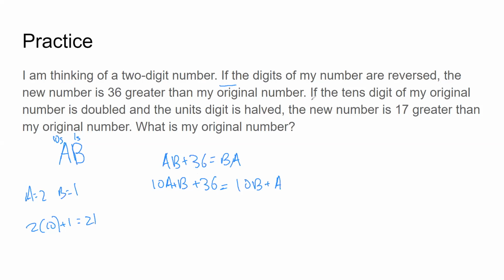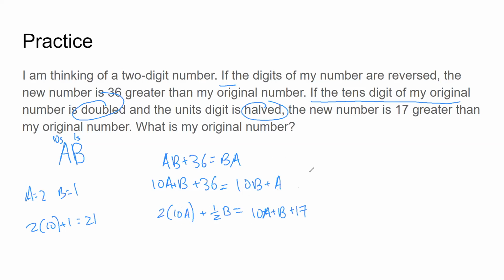What did it say if the tens digit of my original number is doubled? So 10A times 2, that's 20A. Yeah, so that's just 2 times 10A, and the units digit is half. So 2 times 10A plus B over 2, I'll just write 1/2 B, is equal to 10A plus B plus 17. Exactly. So now we have our two equations.